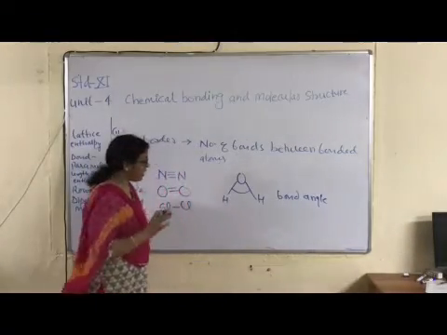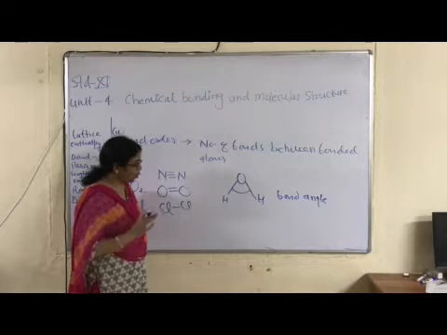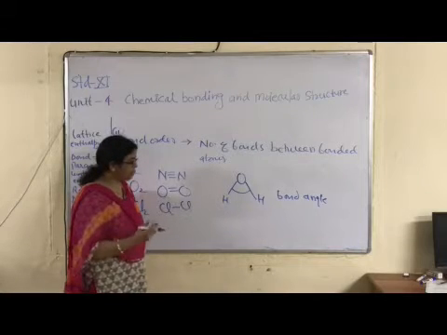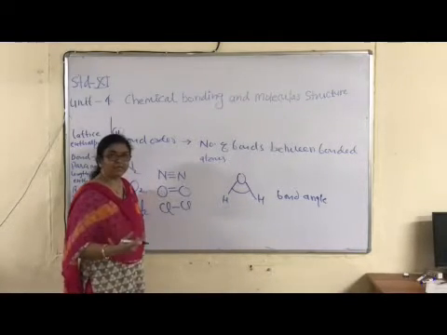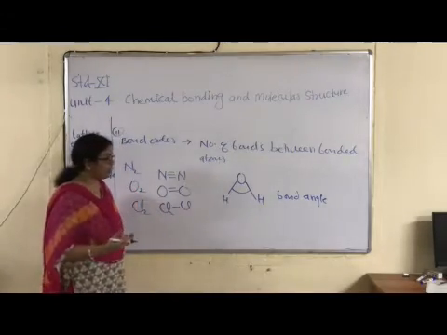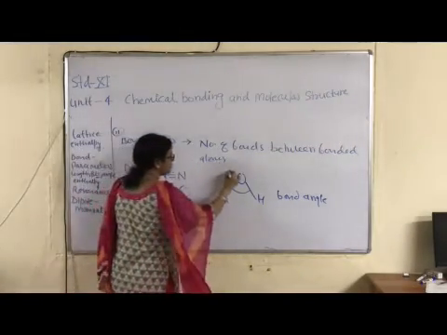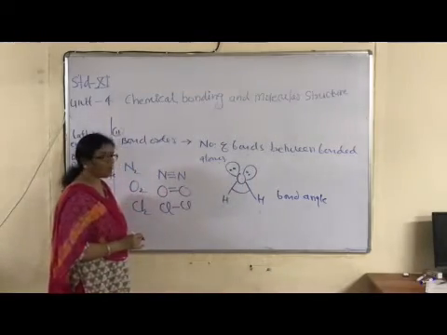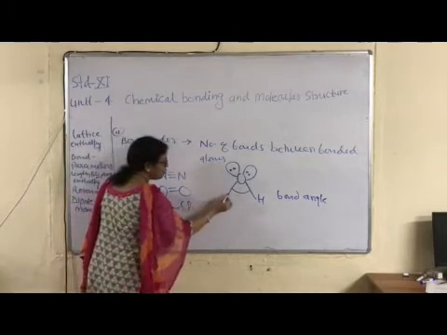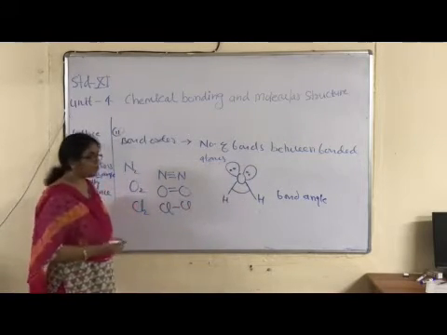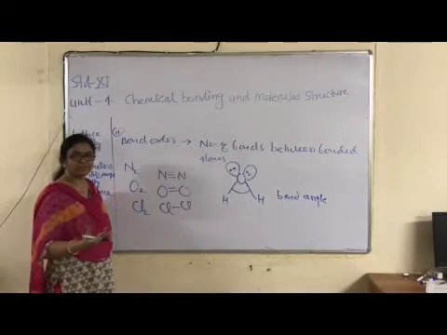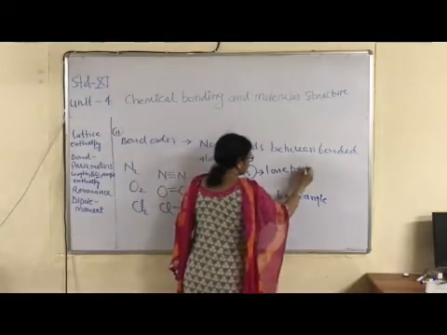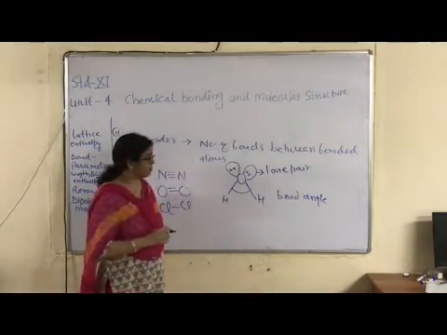Bond angle means the angle between orbitals of bonded electrons, right? This is the angular shape of the water molecule. How many types of electrons are present around the oxygen atom? 2 lone pairs which are present in p orbital, right? And 2 bond pairs. Bond pairs means those which are forming chemical bonds. And lone pair means non-bonding electrons. Okay, children?